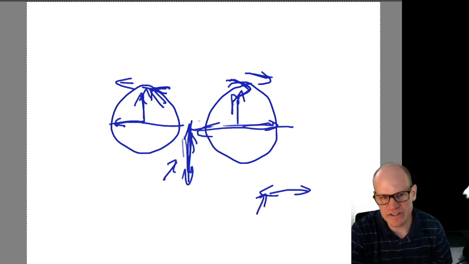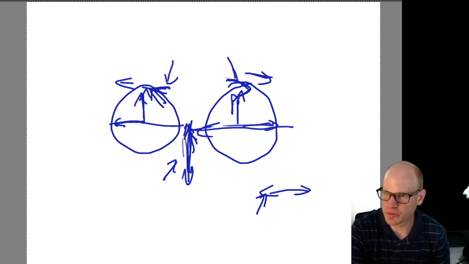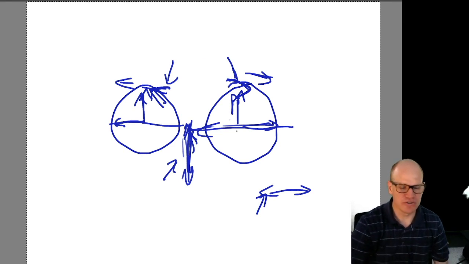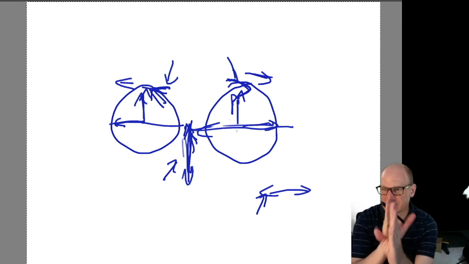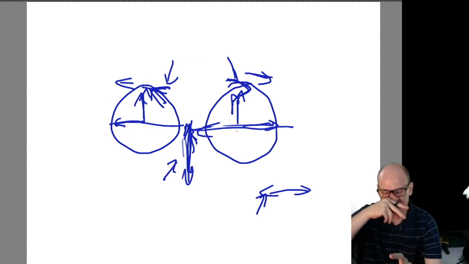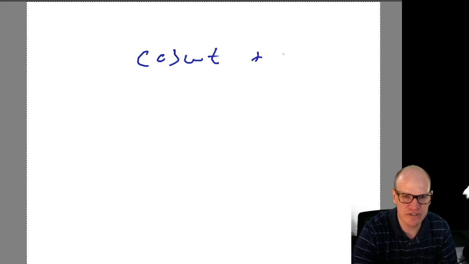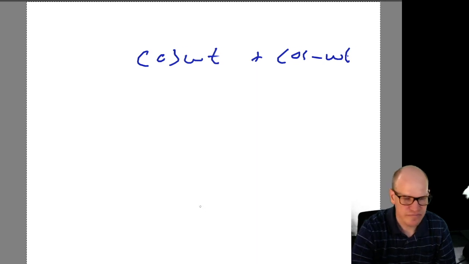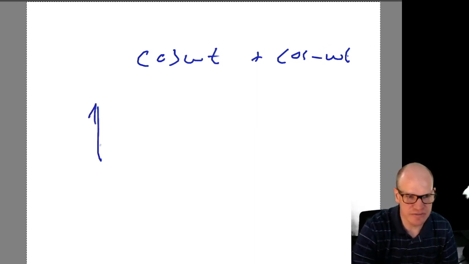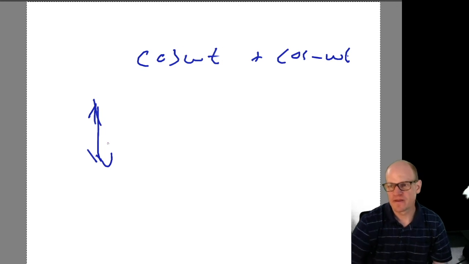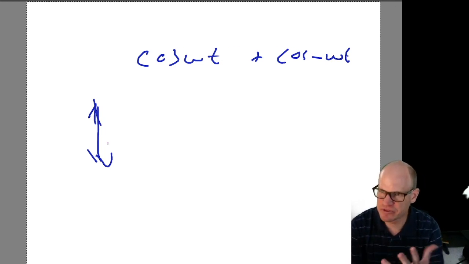So one way to decompose a linear polarization is into two counter-rotating circular polarizations, and vice versa. It's just another way of representing a vertical plane. So you have a vertical line that's oscillating up and down. You can say that is actually the sum of something that's going cosine omega t and something that is going cosine minus omega t. You add them together and you get something that just oscillates in a single direction. So it's another way of mathematically decomposing the system.